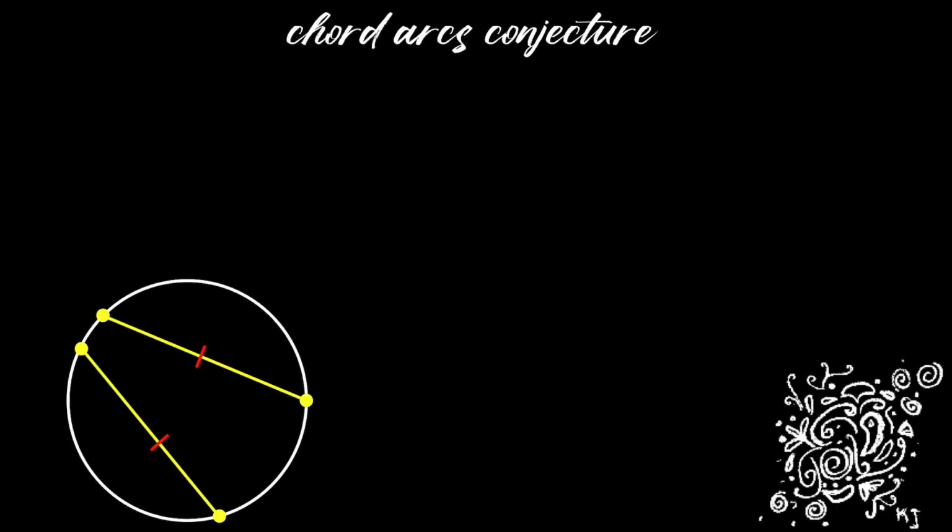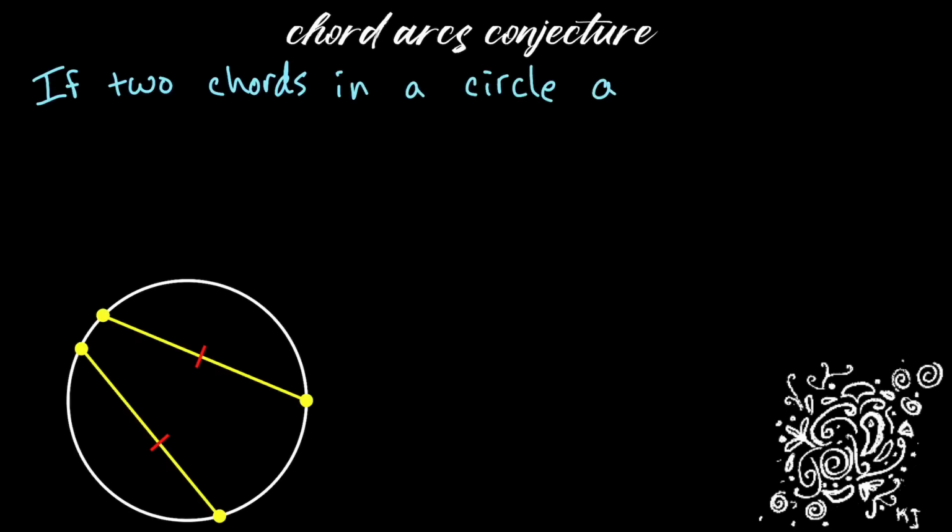So first, let's look at the chord arcs conjecture. That states that if two chords in a circle are congruent, then their intercepted arcs are congruent.